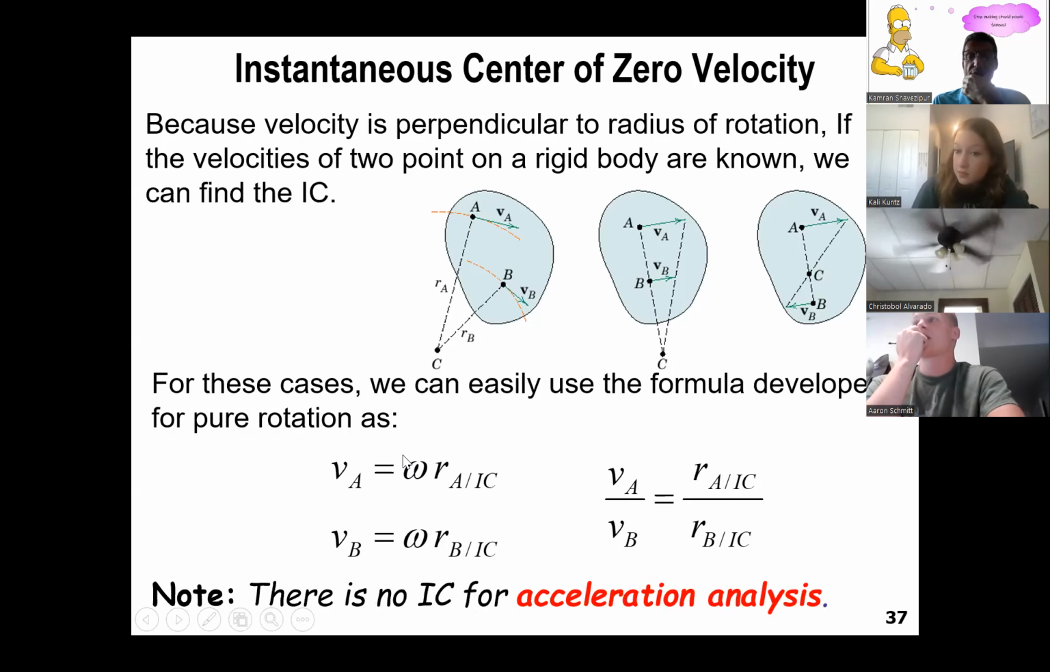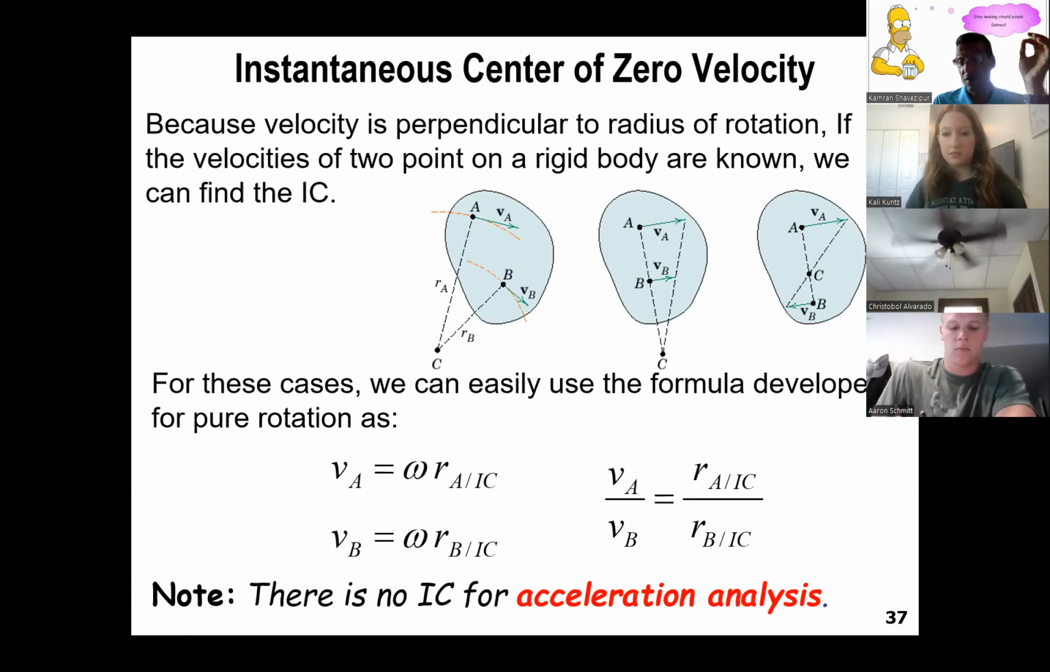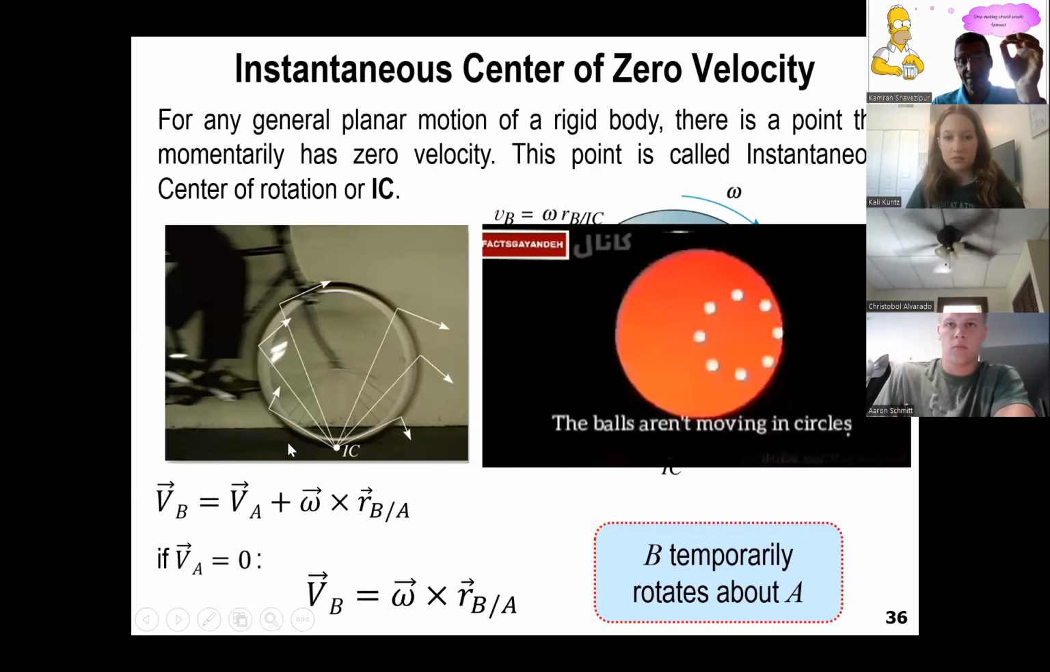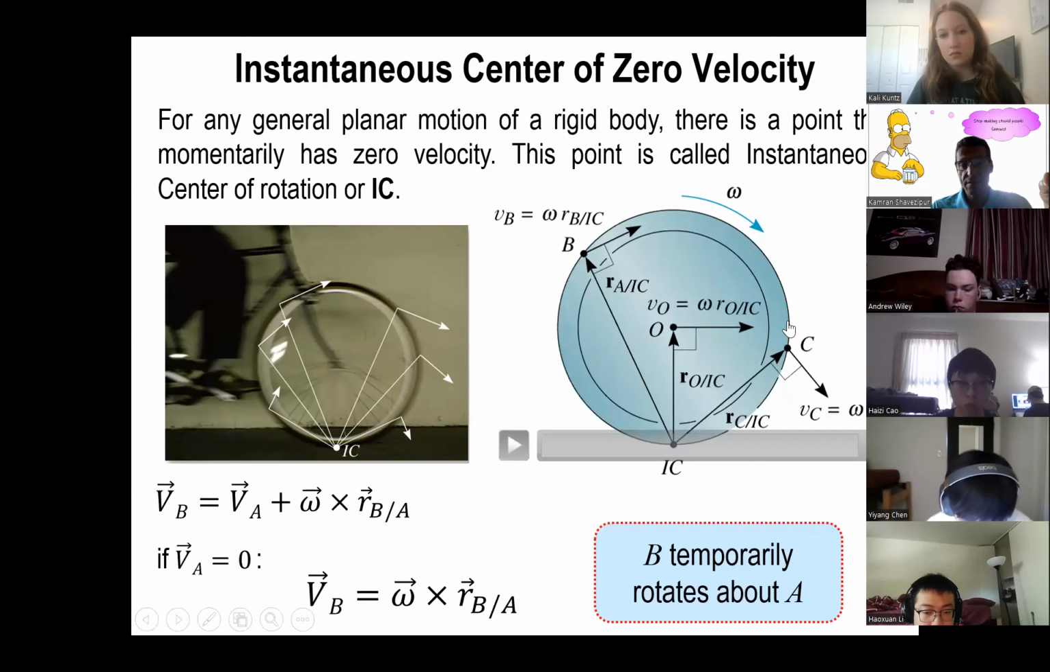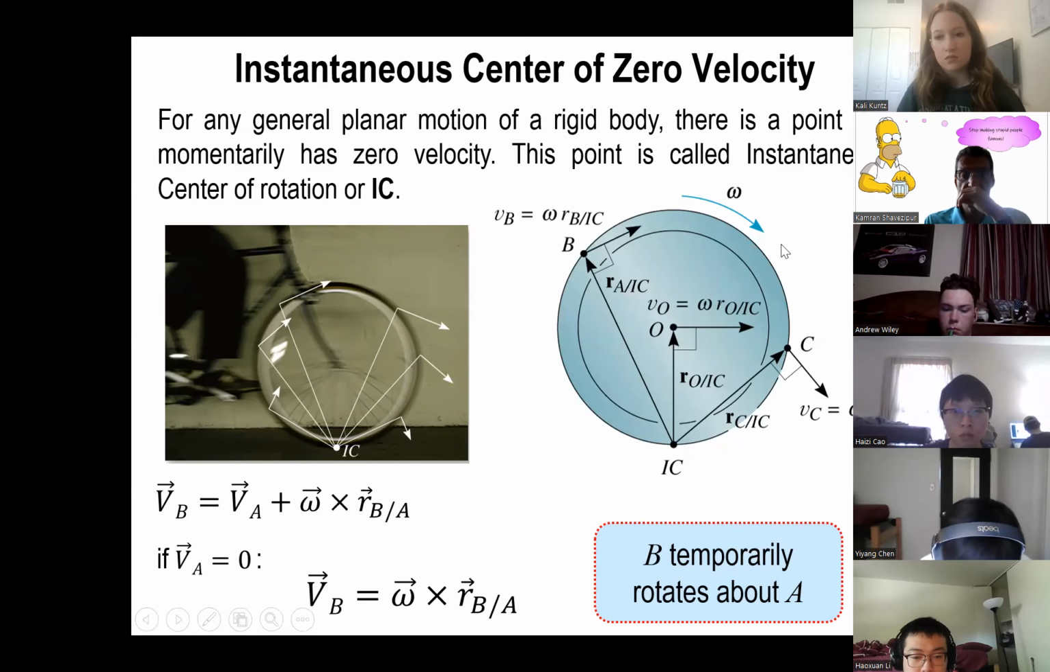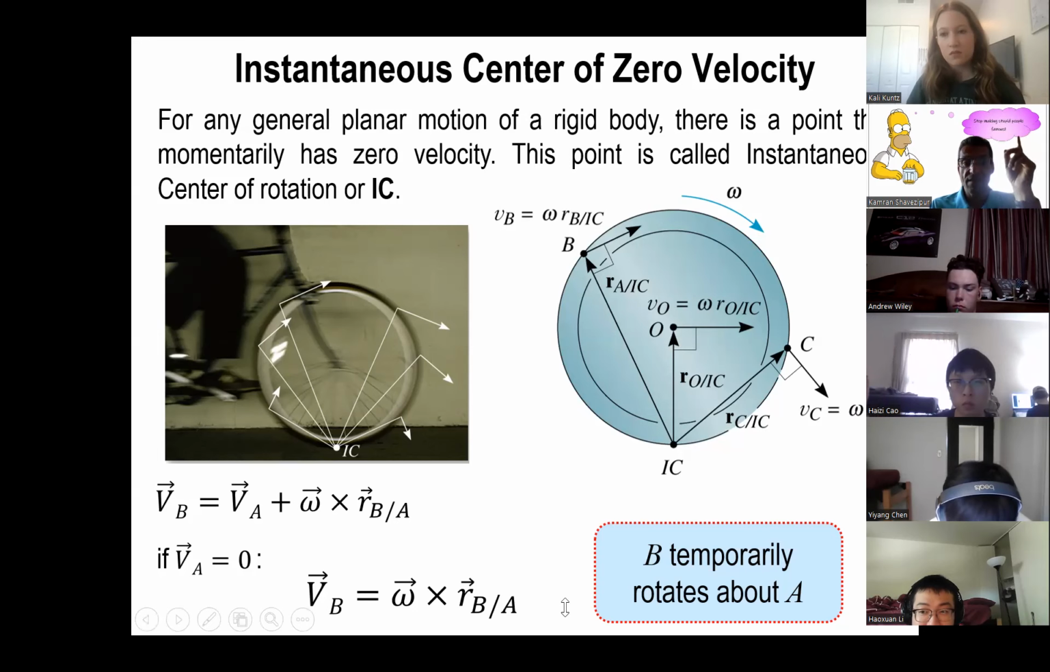Now, remember, whatever we did here for IC was for velocity. There's no such thing as an IC for acceleration. If we go back here, for example, this point that has zero velocity, does it have zero acceleration or no? Let me ask you first. This point, IC, does it have zero acceleration? Yes. Okay. That was a brave answer.